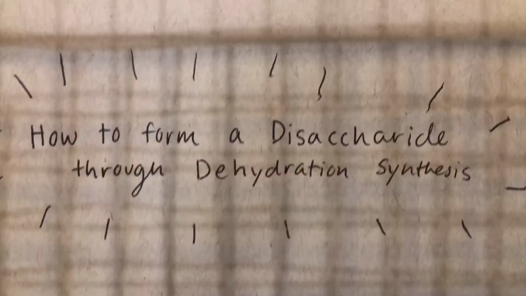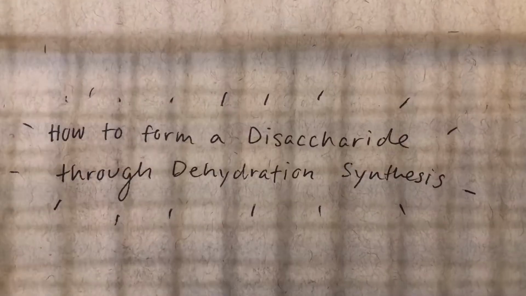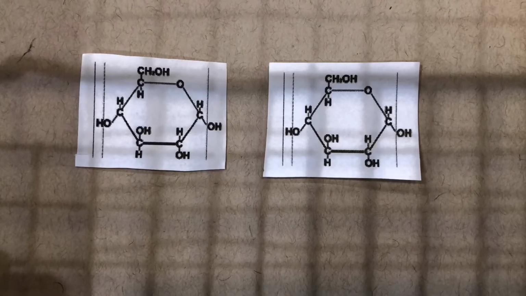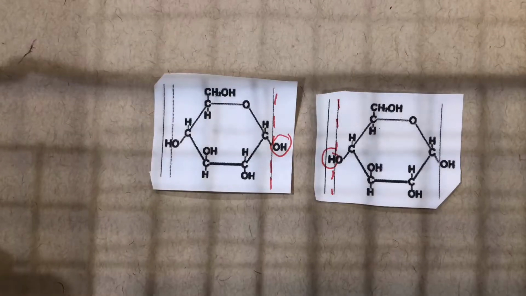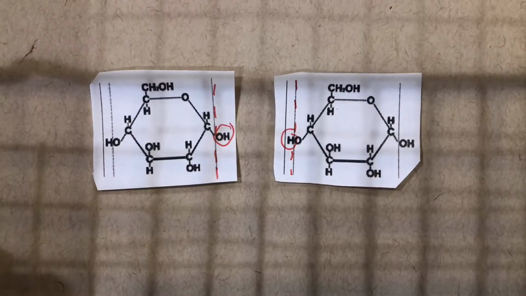Here's an explanation on how to turn two monosaccharides into a disaccharide through dehydration synthesis. To start, two monosaccharides are required. Here I have two glucose monomers, which are monosaccharides that can be joined by a glycosidic bond. In each glucose monomer, you'll notice that there are hydroxyl functional groups, or OHs, as we see here.